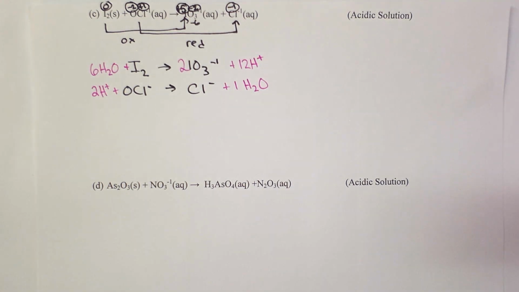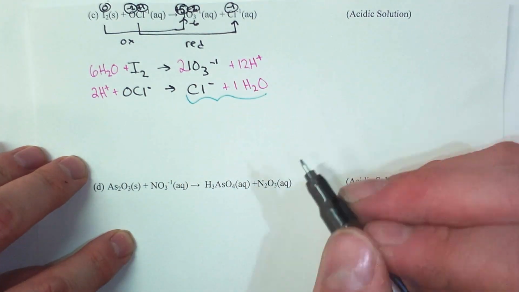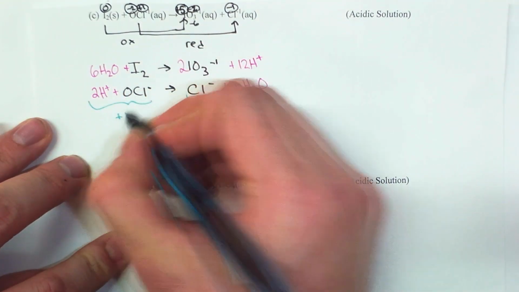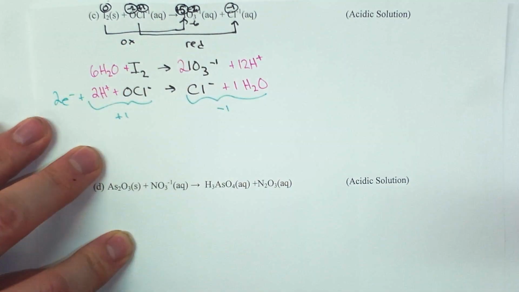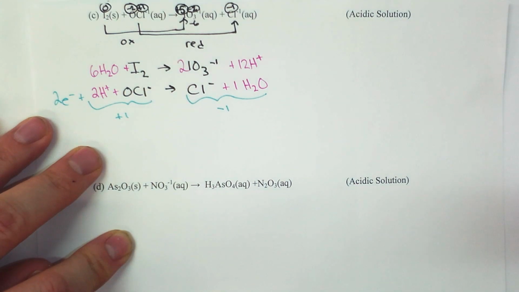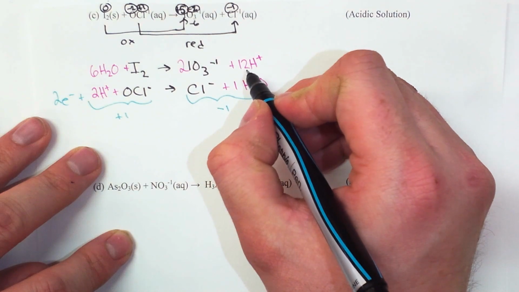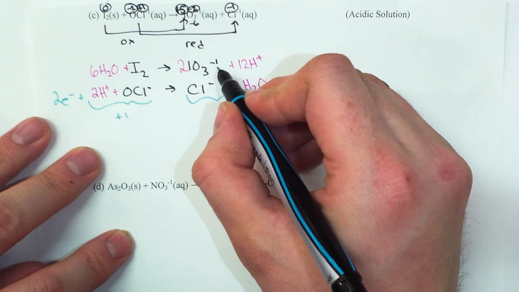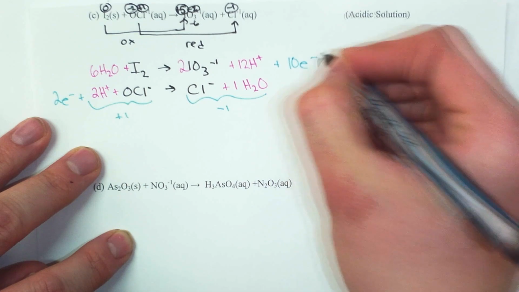Now we move to charge balance. Start at the bottom right for some reason. -1, +1. Add 2 electrons. On the top, I have 12 plus 12 minus 2, plus 10 electrons.